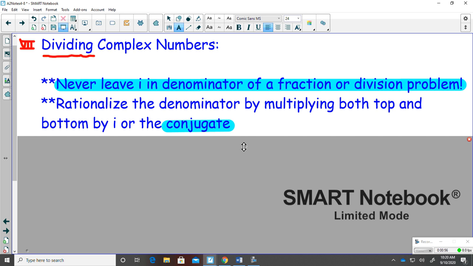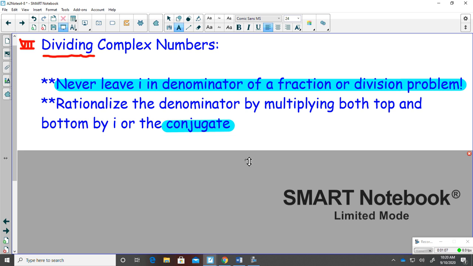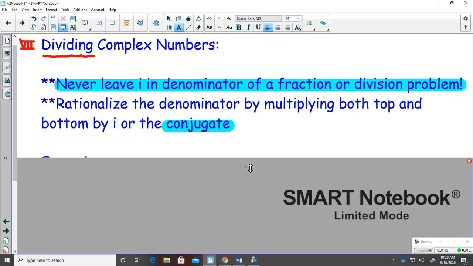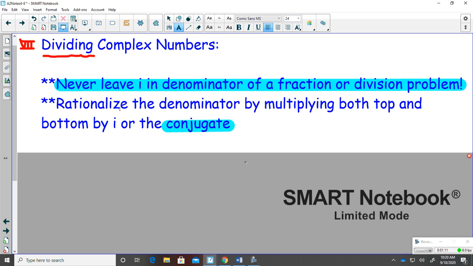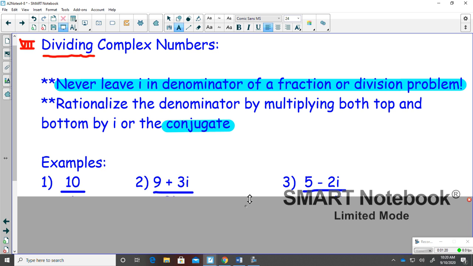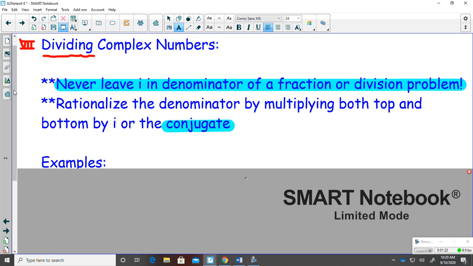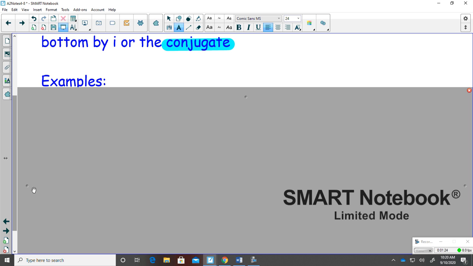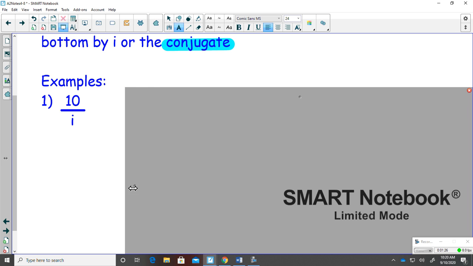Secondly, you are going to rationalize the denominator by multiplying both top and bottom by i or the conjugate. And I'll explain what that conjugate is in a second. So when you hear me say rationalize, I'm basically asking you to get rid of the i in the denominator of the division problem. And there are different types of problems, so we're going to look at the easiest one first.